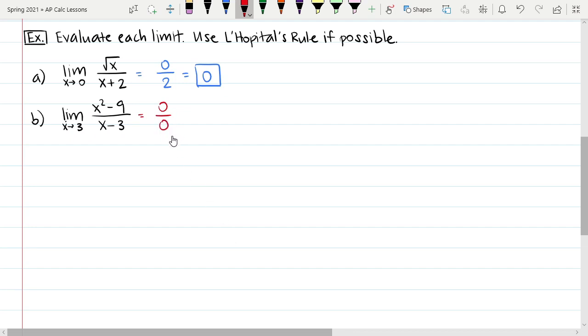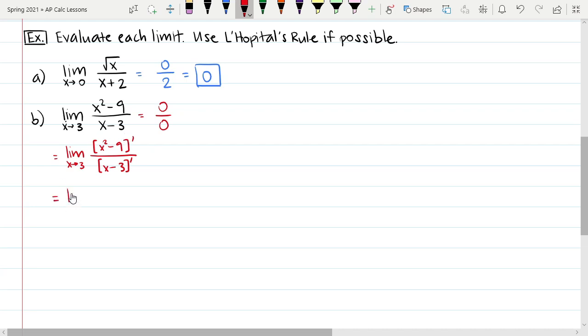So that means, according to L'Hopital's rule, I can now evaluate this by doing the limit as x approaches 3 of the derivative of the numerator divided by the derivative of the denominator. Now, you don't normally have to show that step, but just for the sake of illustration, I wanted to make sure it was clear what I was doing. Notice we are not using the quotient rule. This is not about finding the derivative of the entire function. We're finding the derivative of the numerator and the derivative of the denominator just so we can apply L'Hopital's rule.